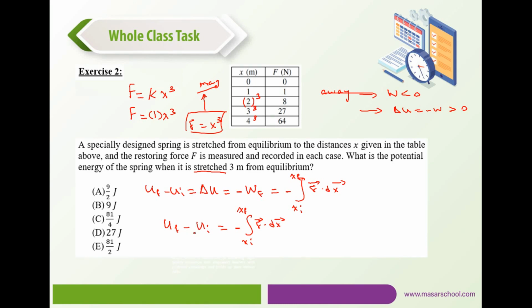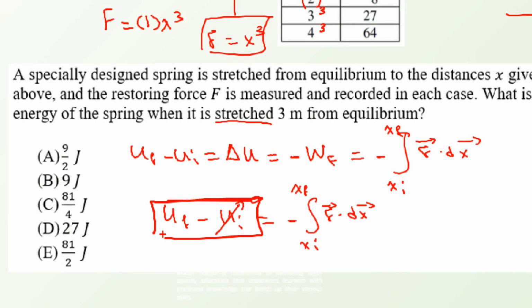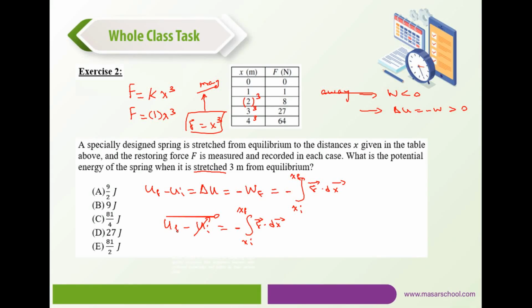Now what about the initial potential energy? If our initial position is the equilibrium, we know that at the equilibrium, the spring stores no potential energy, so this is 0. If this is positive overall, which makes U final positive, so our answer is positive, whether we have a negative or a positive answer.